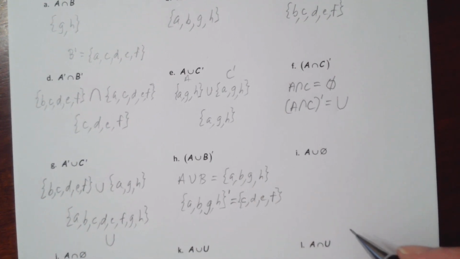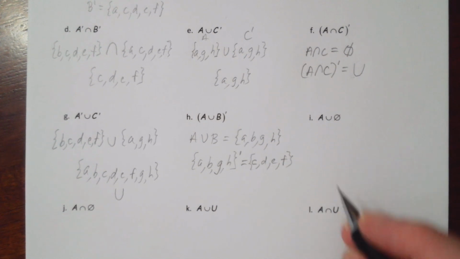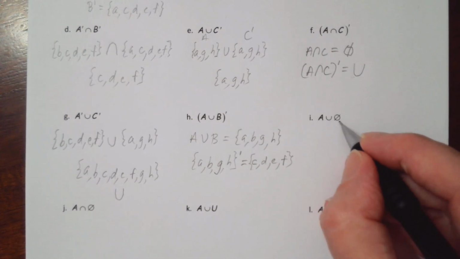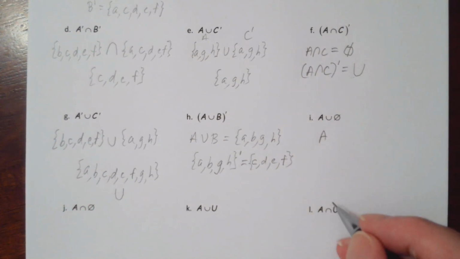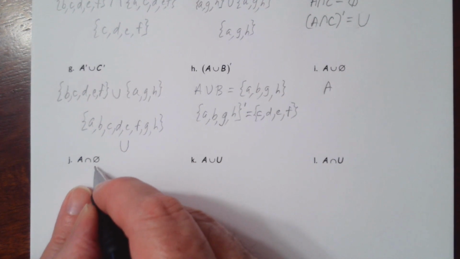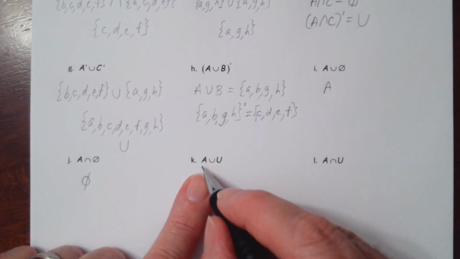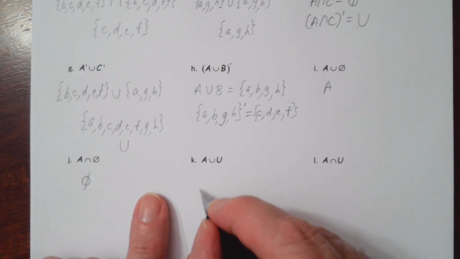All right, these last four, you have to kind of think about what we discussed and see if you can reason it out. So you have A, and this is a union with the empty set. Well, the empty set doesn't have any elements. So when you combine the empty set with A, it's not going to add anything to A. You're just going to get A. On letter J, what do A and the empty set have in common? Well, the empty set has no elements, so these two sets have no elements in common. So here you get the empty set. Here, if you combine set A with the universal set, well, the universal set has all the elements in it. Combining it with A doesn't add anything. You get the universal set.